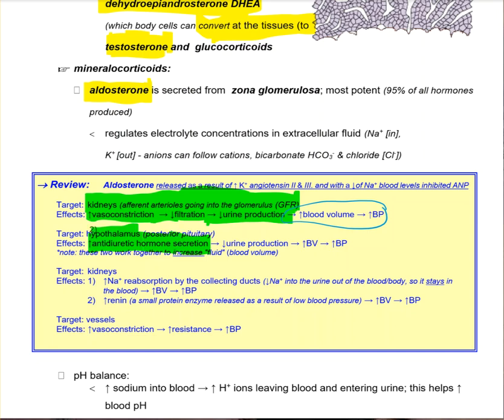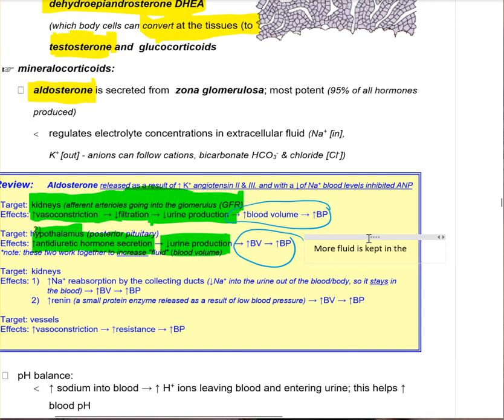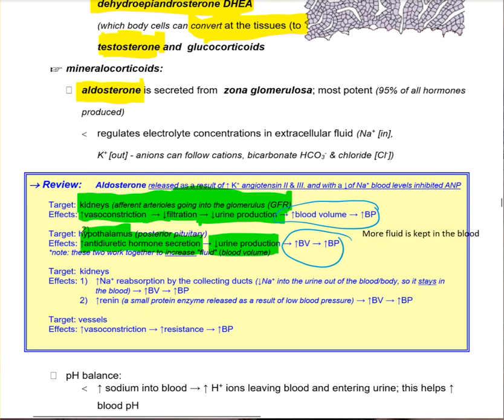Another target was the hypothalamus, and the target was having the hypothalamus release ADH. And remember, ADH is going to bring water back from the collecting ducts and the distal convoluted tubule, and so urine production again will go down. And what happens when that occurs? Exact same thing. So in both of these cases, more fluid is kept in the blood. Okay, for both of these. So we'll put it right there in the center. Okay, so that's good. So we're bringing fluid back. That's what aldosterone does for us. Brings fluid back into the blood, gets blood volume up.